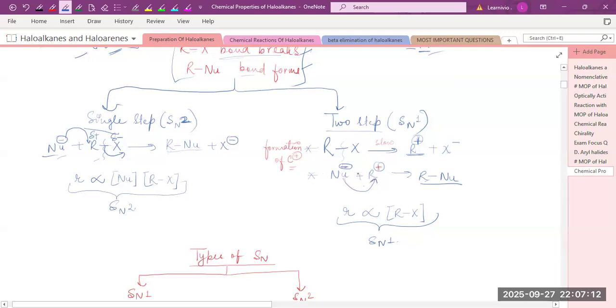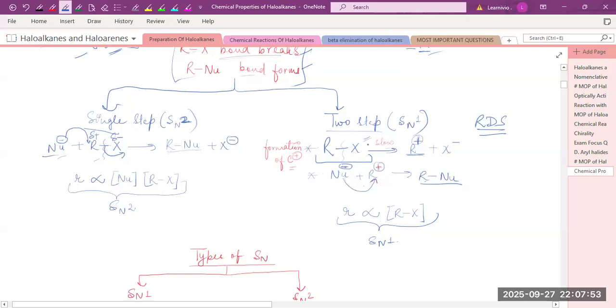And here the rate, because you can see the rate depends. So this is a two-step mechanism. So आपने chemical kinetics में पढ़ा होगा. So for this, the rate determining step is the slowest step, right? So first step is very slow. In these two steps, the formation of carbocation, this first step is very slow. So the rate determining step is the slowest step. Rate determining step क्या होता है? The slowest step. So basically here you can see in the slowest step, the reactant is only haloalkane, not the nucleophile.